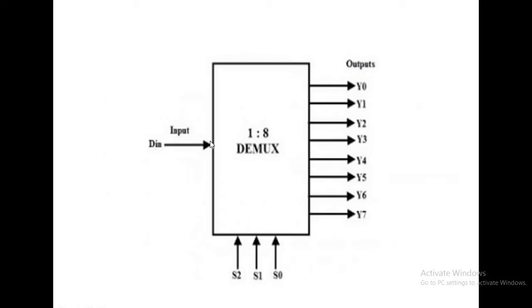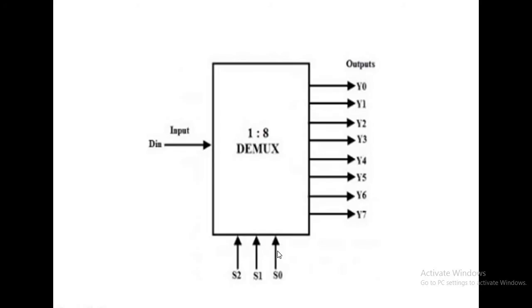Either Y0 is selected, Y1 is selected, Y2 is selected, Y3 is selected. Which output line is selected depends upon the value of S0, S1 and S2. If the selector lines are 0, then automatically the input line is connected to Y0. If S1 is 0, S0 is 1, then automatically the input line is connected to Y1.